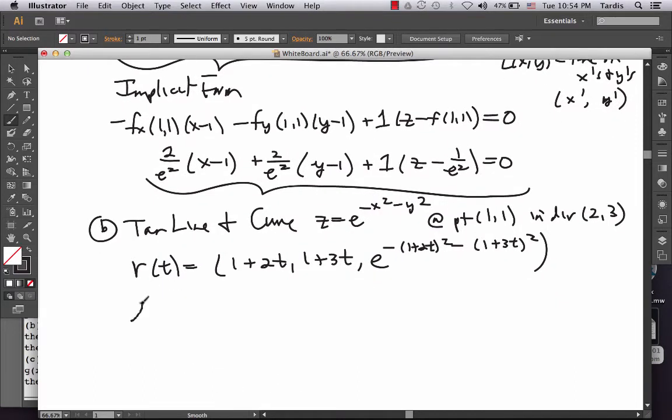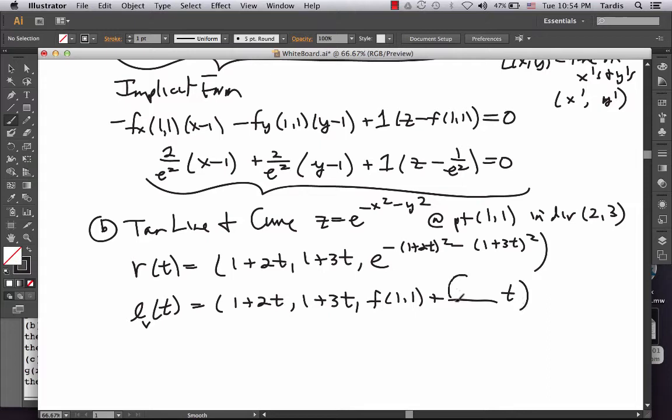If you were to look at the tangent line to the curve in the direction v, you would get (1 plus 2t, 1 plus 3t), and then you would get the function evaluated at (1, 1) plus some number multiplied by t. The number that goes here is the gradient of the function evaluated at (1, 1), dot product with your direction vector v. And this vector v is (2, 3).